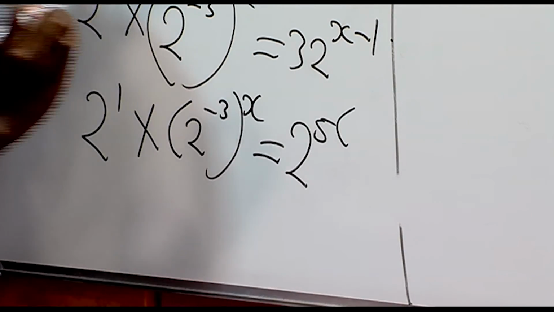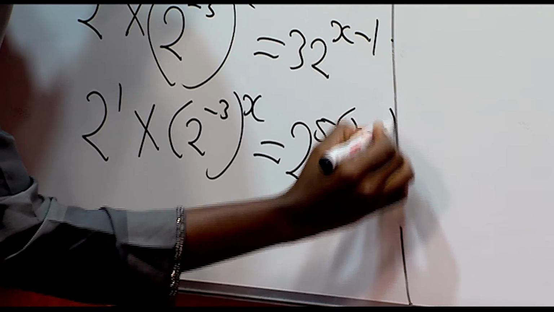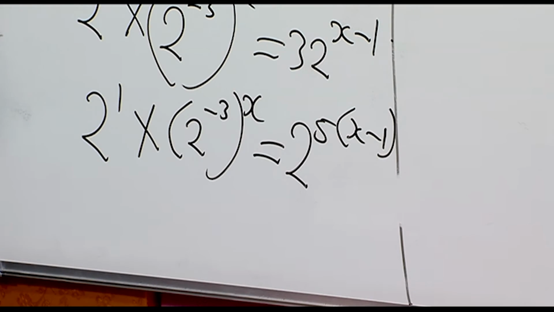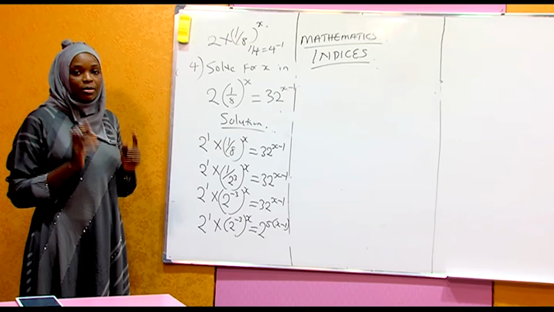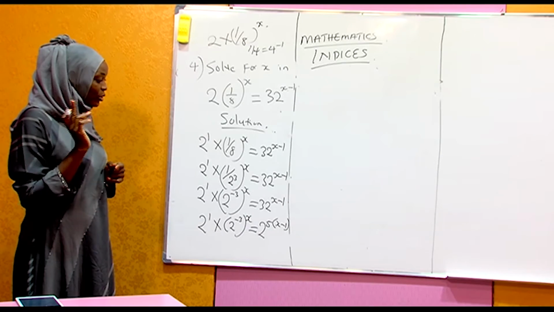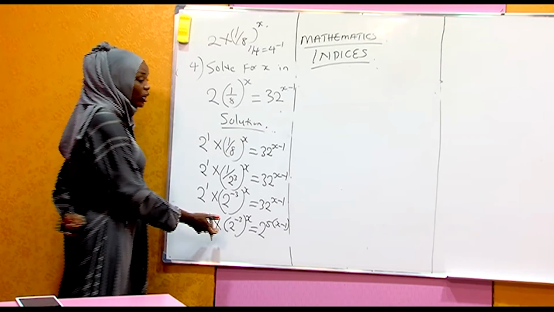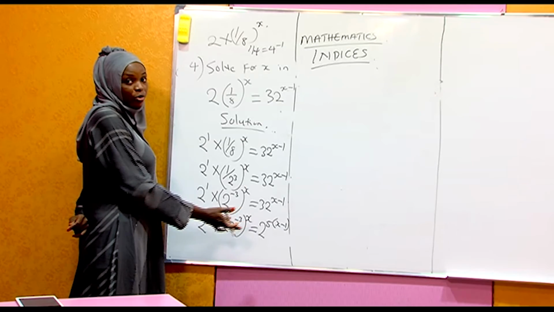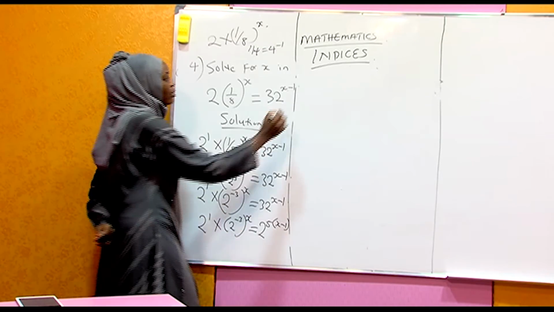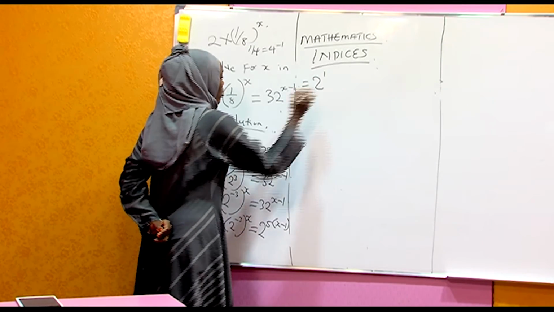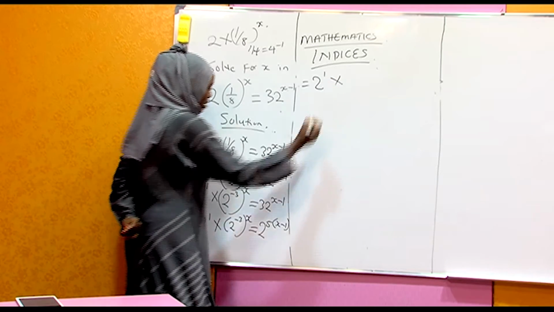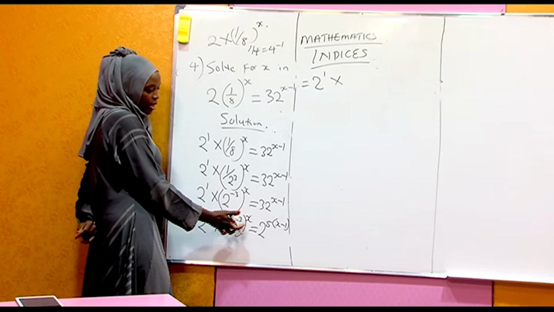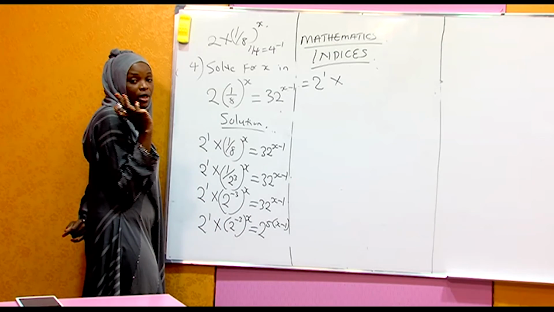That will be, put it in brackets so as not to miss your sign. I told you, anytime you have a bracket, try to simplify your bracket before any other thing. Bracket first. So let's simplify our bracket. All the brackets we have, we want to remove them. So we have 2 raised to the power of 1 times the bracket here first, minus 3, we multiply by x, which will give minus 3x.